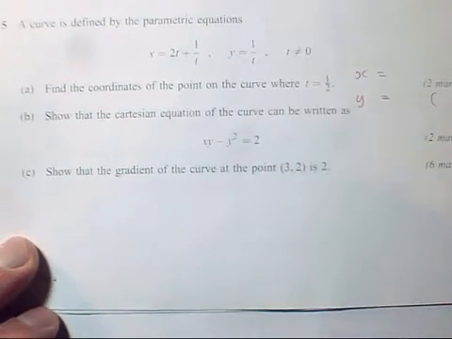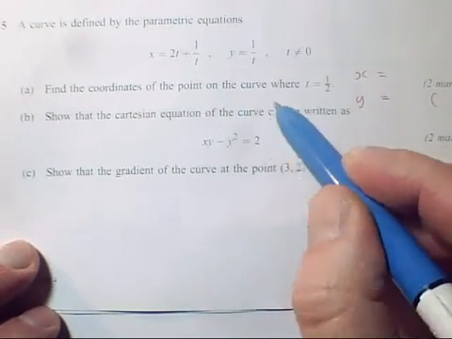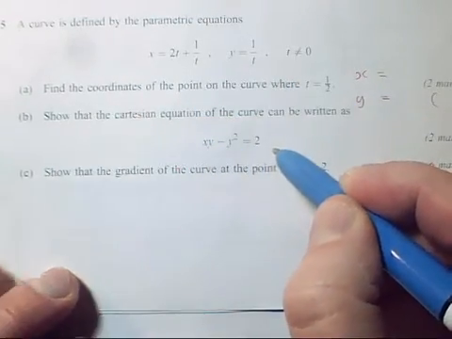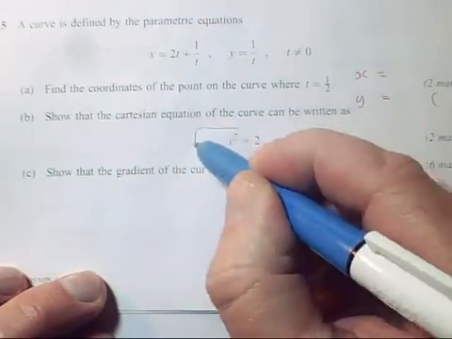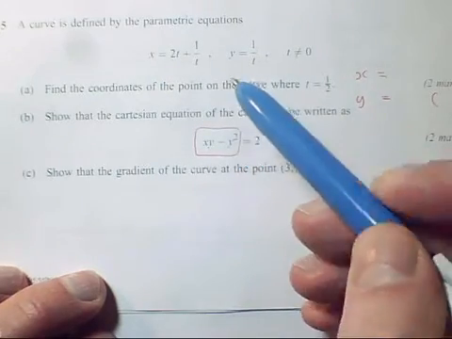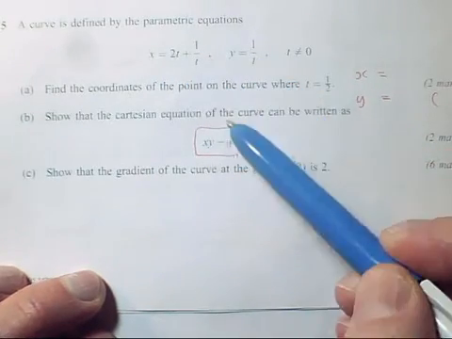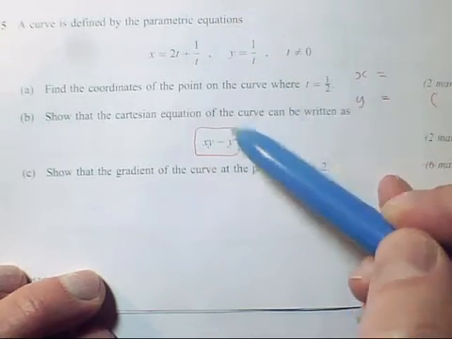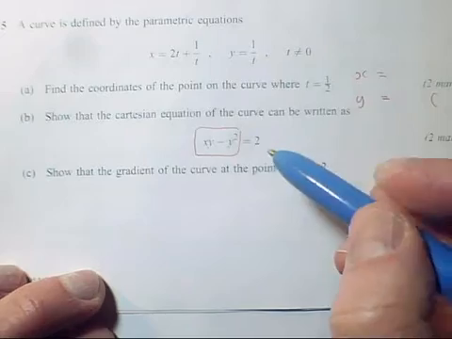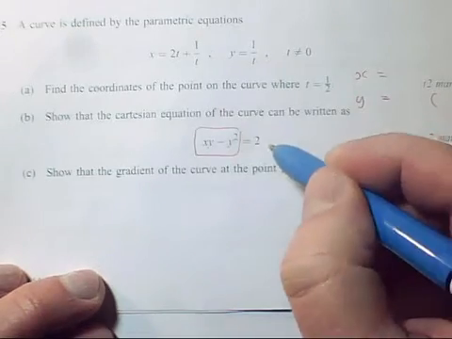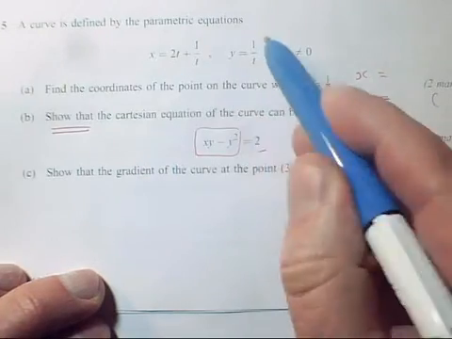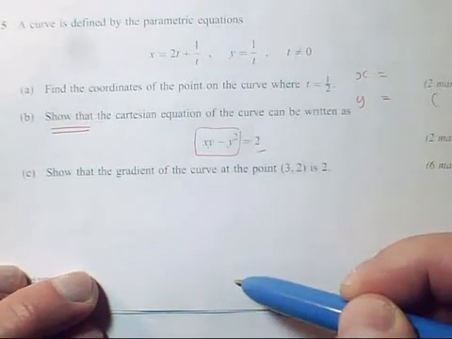Then for part B, I've got to show that these parametric equations are equivalent to this. Now because they give me this, it is actually legitimate to take my x and multiply it by the y and get what xy is in terms of t, and square y and get that in terms of t, and do a subtraction. And if I can convincingly show that the answer to that is 2, then I can say that I have shown that these equations are equivalent to this one.